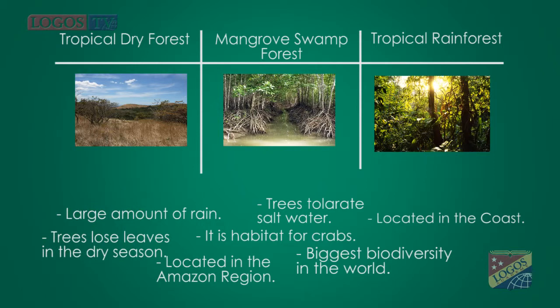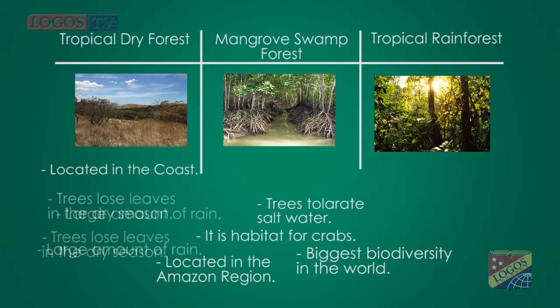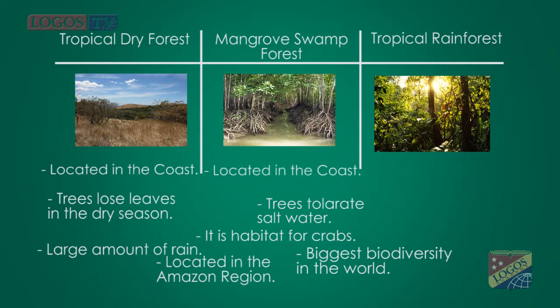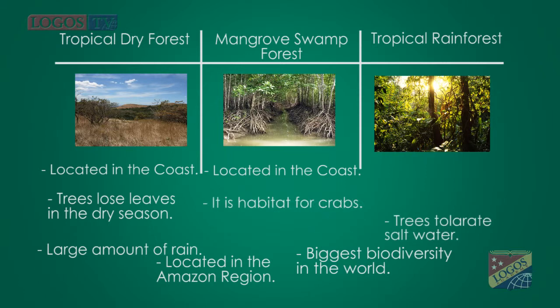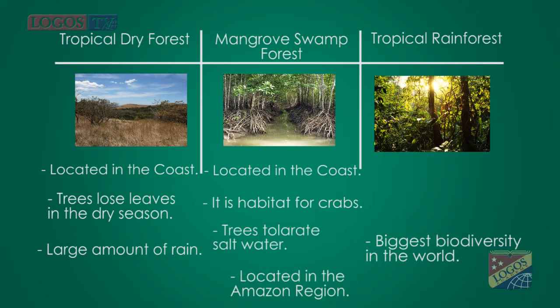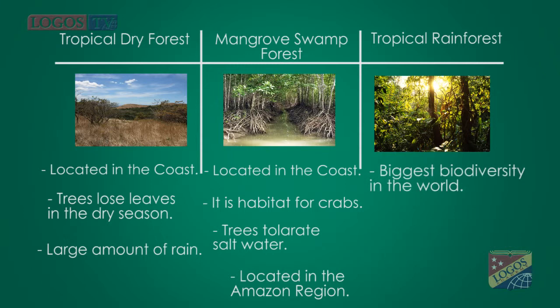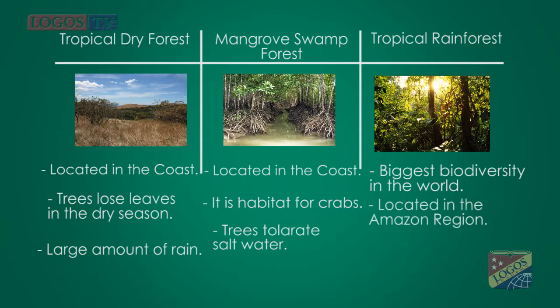Let's read the characteristics and place them under the appropriate column. Let's see. Tropical dry forest. Located in the coast. Trees lose leaves in the dry season. Mangrove swamp forests. They're also located in the coast. It is habitat for crabs, and trees tolerate salt water. Tropical rainforest. Biggest biodiversity in the world. They're located in the Amazon region. Large amount of rain.